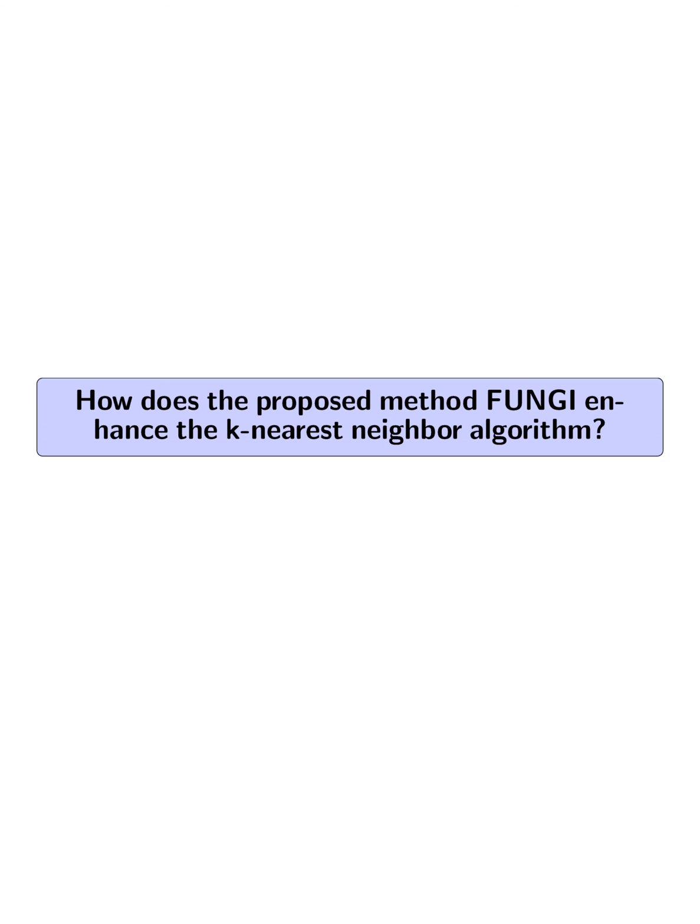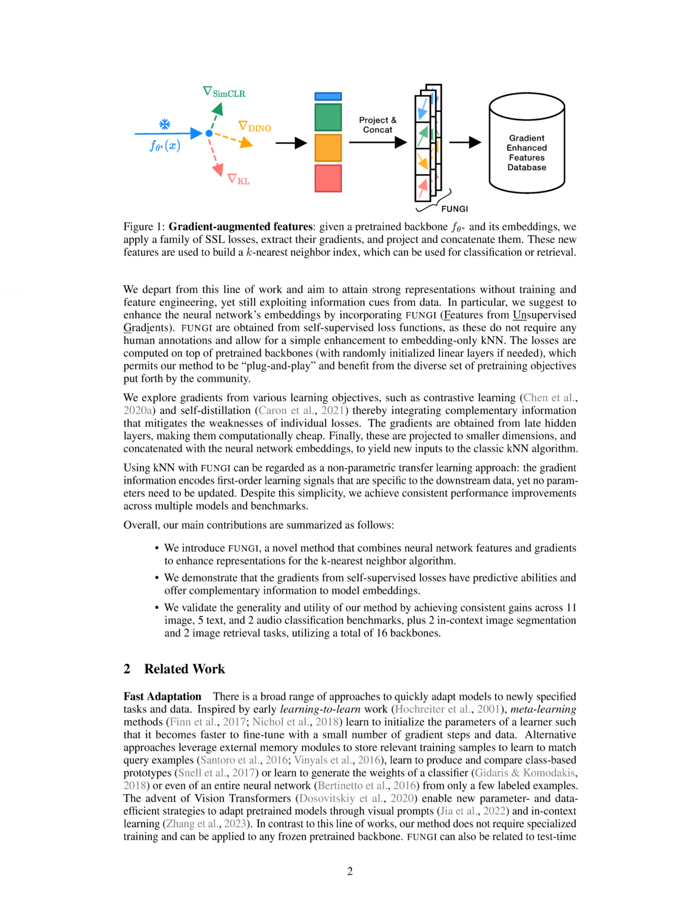How does the proposed method FUNGI enhance the k-nearest neighbor algorithm? The proposed method FUNGI enhances the k-nearest neighbor algorithm by incorporating features from unsupervised gradients obtained from self-supervised loss functions. These gradients are extracted from pre-trained backbones and concatenated with neural network embeddings, providing additional information cues from data without the need for training or feature engineering.